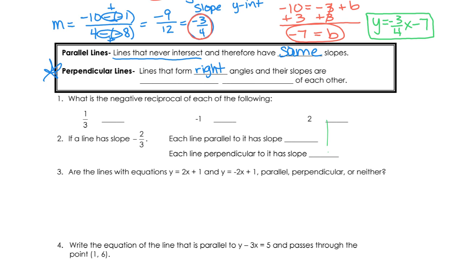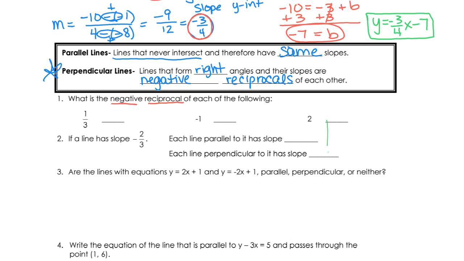But their slopes are what they call negative reciprocals of each other. So perpendicular lines are the tough ones. We're going to practice what a negative reciprocal is before we get into writing the equation of a perpendicular line. So they want to know what the negative reciprocal of each of the following is.